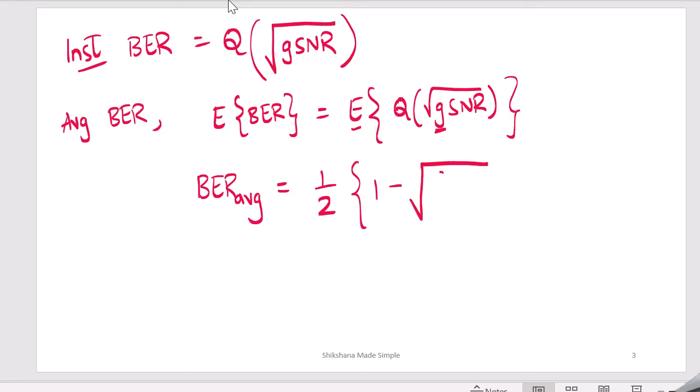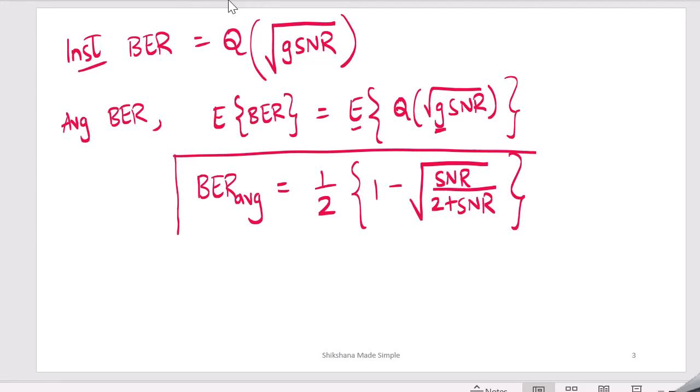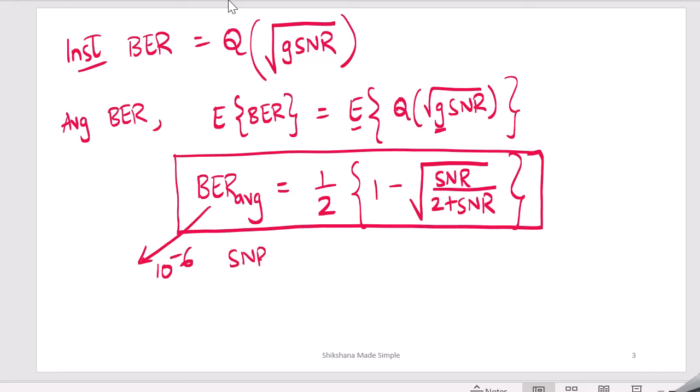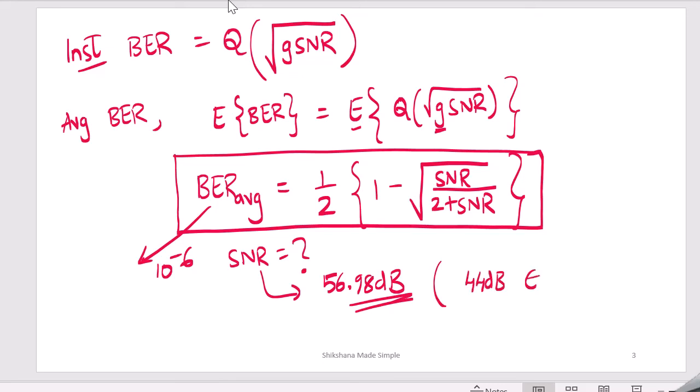So this will turn out to be, average BER will come to this equation. So we can do some approximations. Before that, we have this BER, right? So again, if you want to go for 10 to the power of minus 6, what is the SNR, right? So using this equation, if you solve, you will actually see that the SNR required is 56.99 dB. So basically, it's like 44 dB extra power we need to pump.